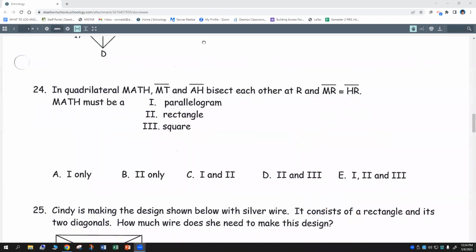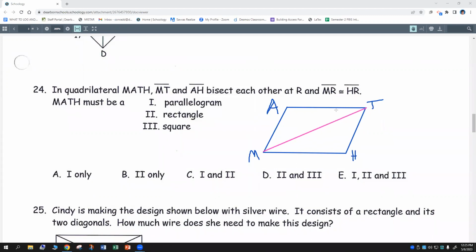All right, 24, quadrilateral math. So I'm going to draw a quadrilateral. Okay, I know, let me label the sides. We just use the drawing tool. M, A, T, H. Okay, I know MT bisects AH at R, so I need to draw in my diagonals. So I'm going to draw in my diagonals. MT bisects AH at point R. We know MR is congruent to HR. And that's it. That's all we know.